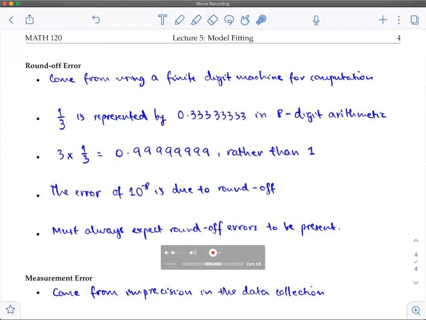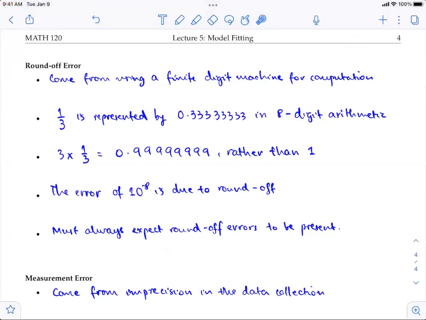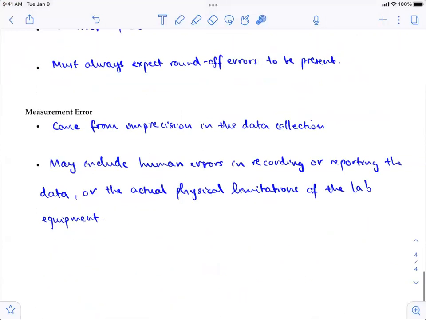Because there are 8 digits here, the error is 10 to the power of -8. That error occurs, and even though it's a very small error, it's still an error, right? It's due to the round-off. When you do calculations using a computer or calculator, you must always expect round-off errors to be present in your calculations. Okay. And the last one is called the measurement error.